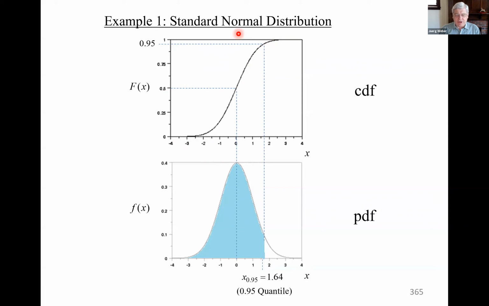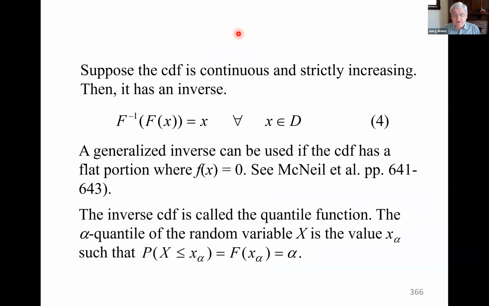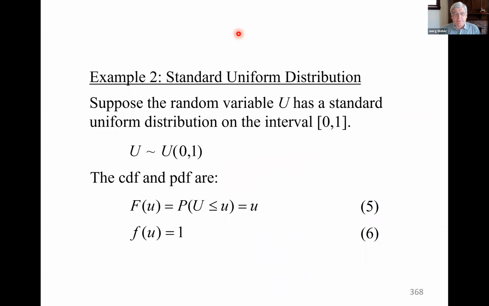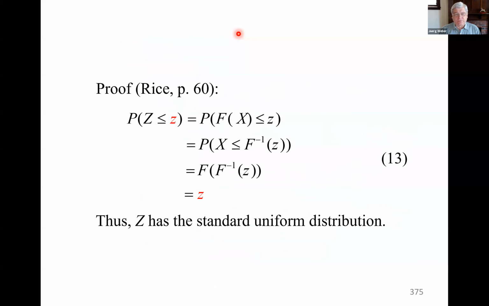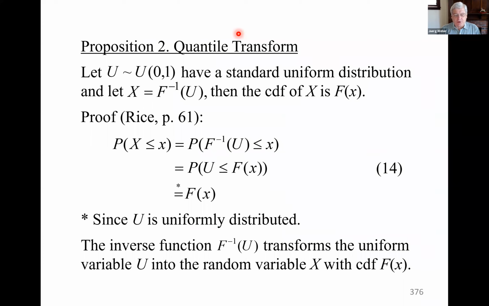Okay, so it's basically just doing everything backwards. So the inverse function transforms those u values into x values which have the CDF Fx. So it's actually pretty obvious what's going on here. But let's do also the proof here.